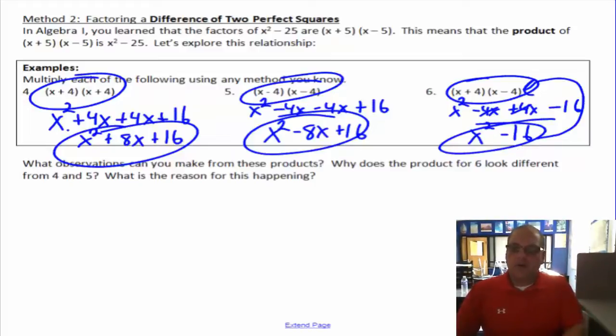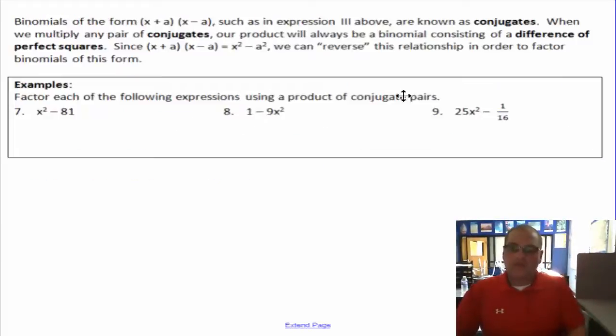So what we're going to do is use that. It turns out these are called conjugates. This is probably a new vocabulary word for you, conjugates, if you haven't heard that before. Anything that's x plus a, x minus a. X plus a times x minus a are called conjugates. And it's got to be a plus and a minus, and these have to match. The first and first have to match, the last and last have to match. They have to be the same exact letter or number.